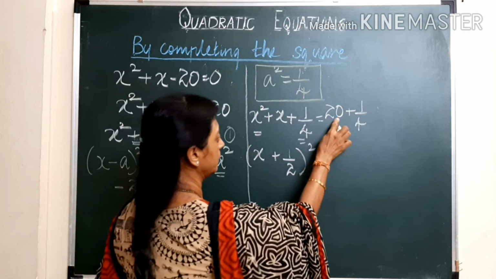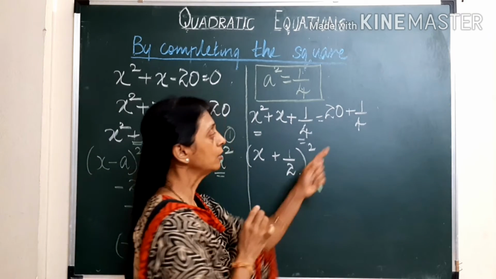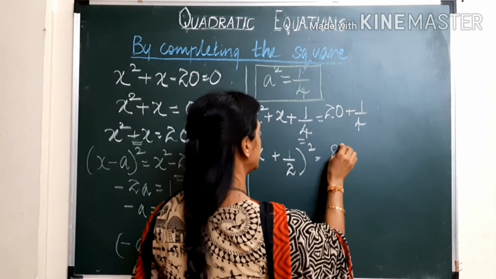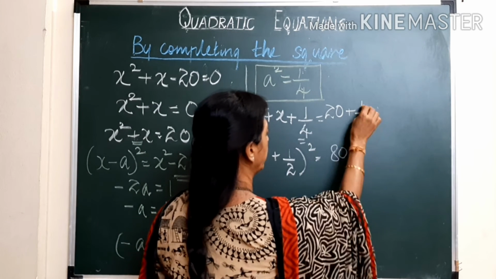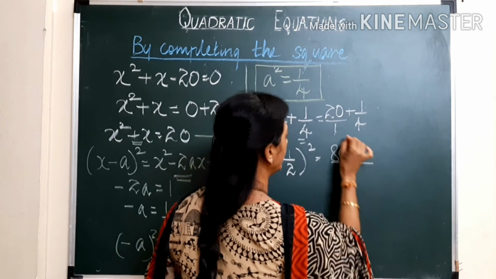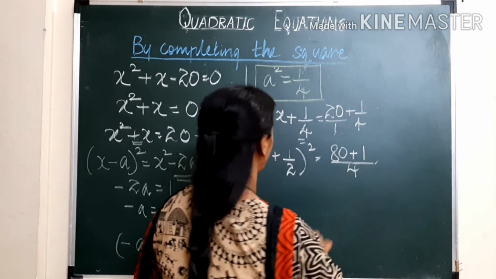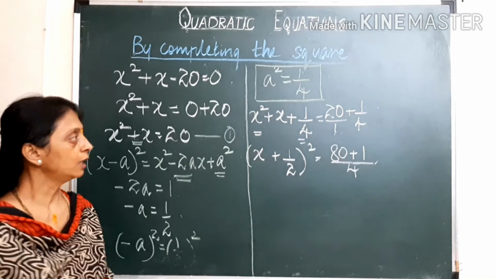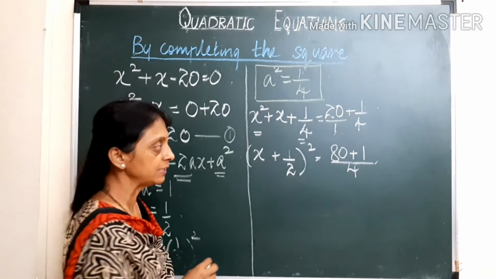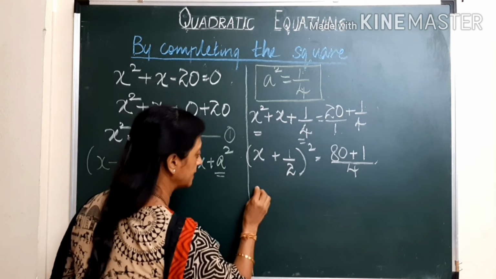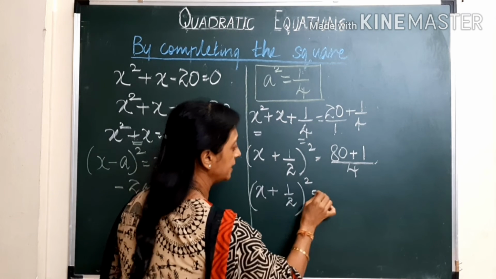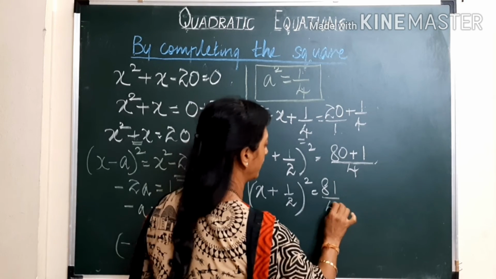Now, here children, the LCM method or the cross multiplication method: 20 into 4, that is 80, plus 1 into 1 is 1, upon 1 into 4 gives you 4. Now children, here you have a square on the left hand side along with the right hand side. So first let's solve the right hand side properly. 80 plus 1 gives you 81 upon 4.